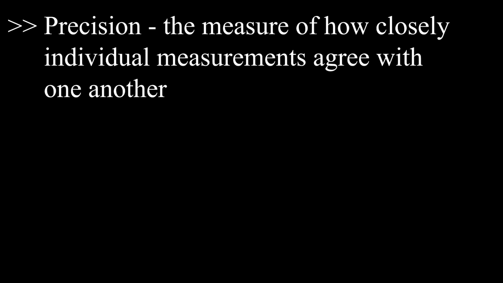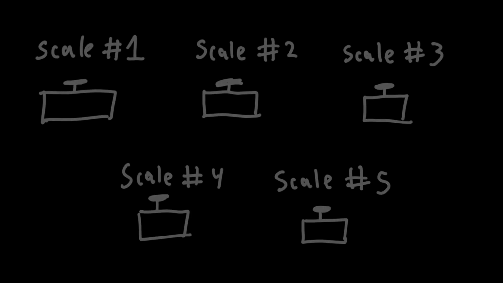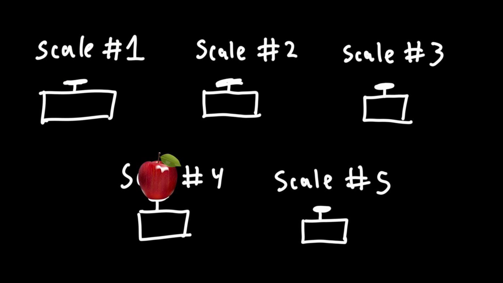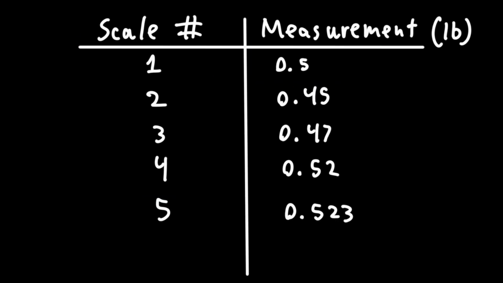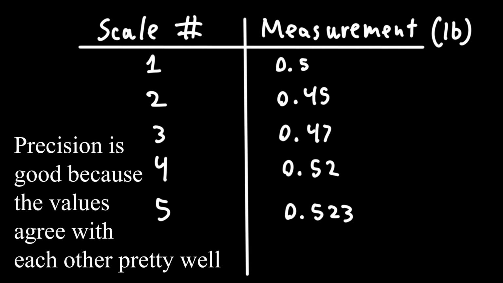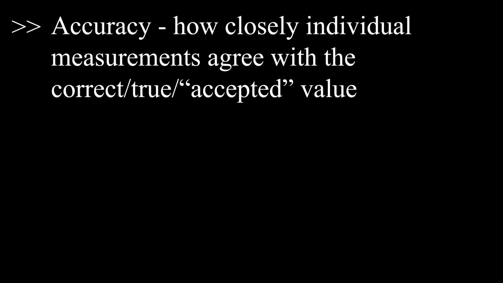Precision is how closely individual measurements agree. For example, let's pretend I weighed an apple on 5 different scales. If the 5 scales report similar numbers, then the precision is good because the measurements agree with each other really well. Accuracy is how closely individual measurements agree with the correct or true value.